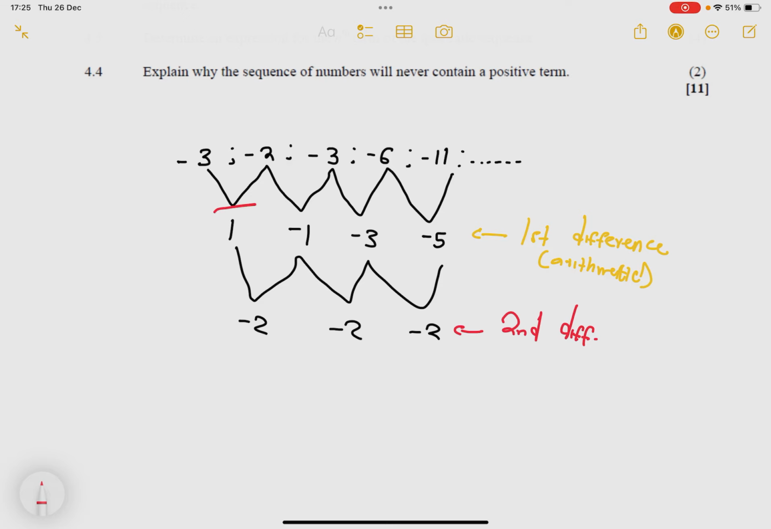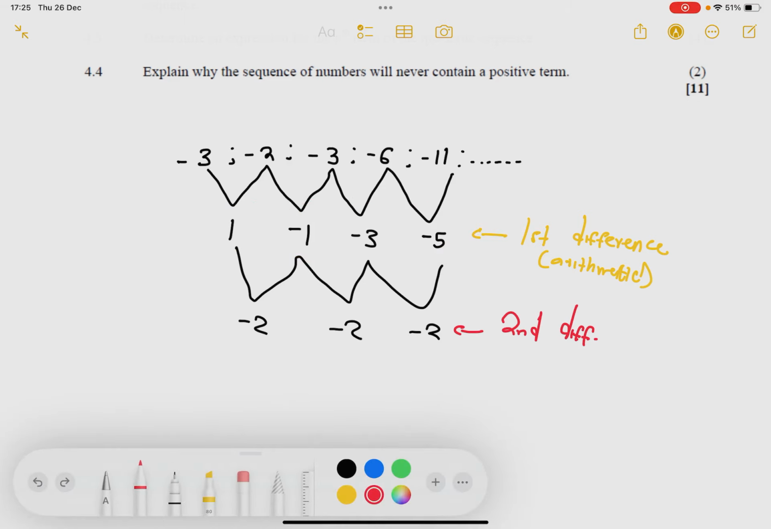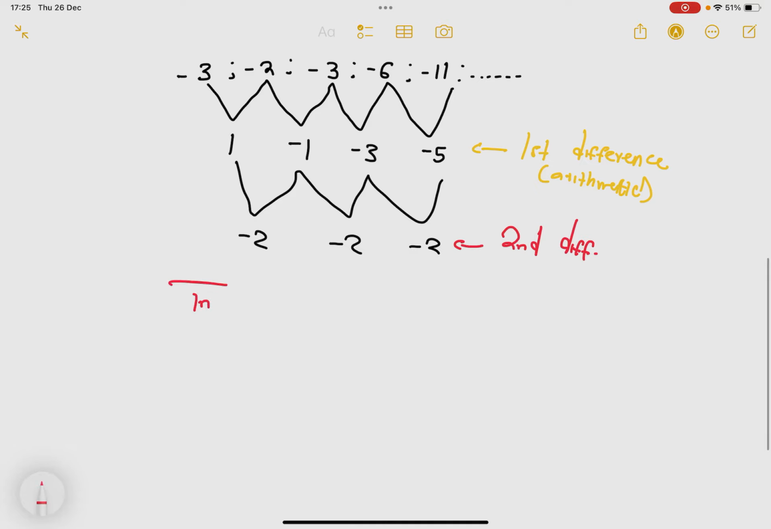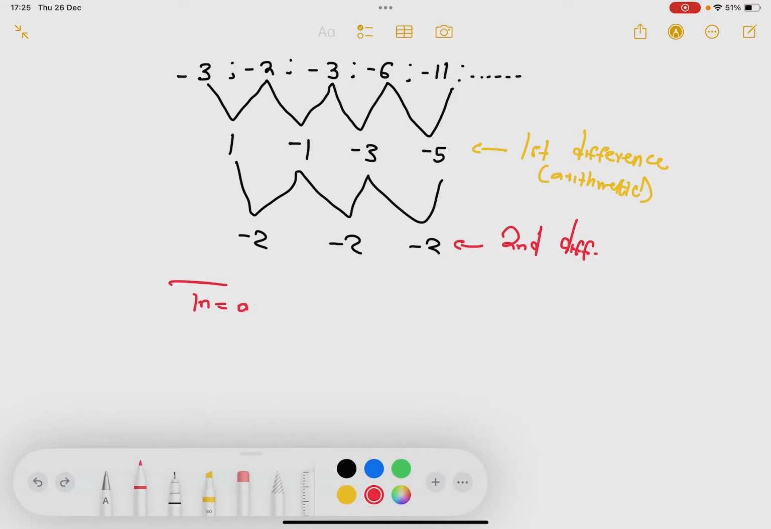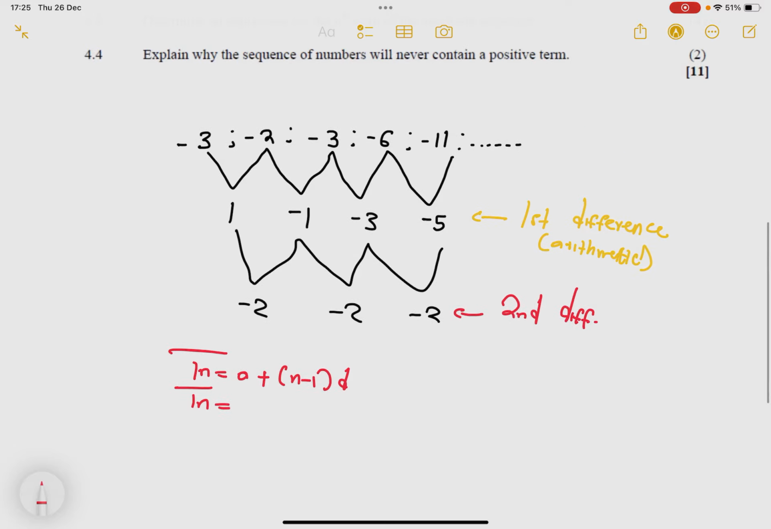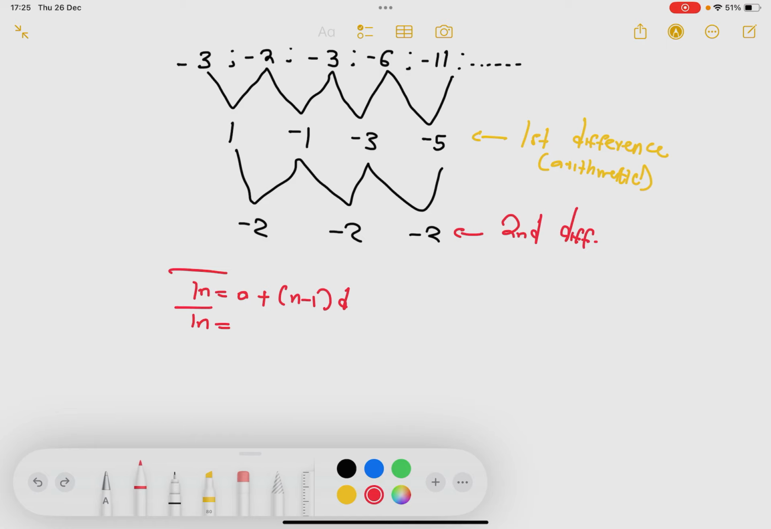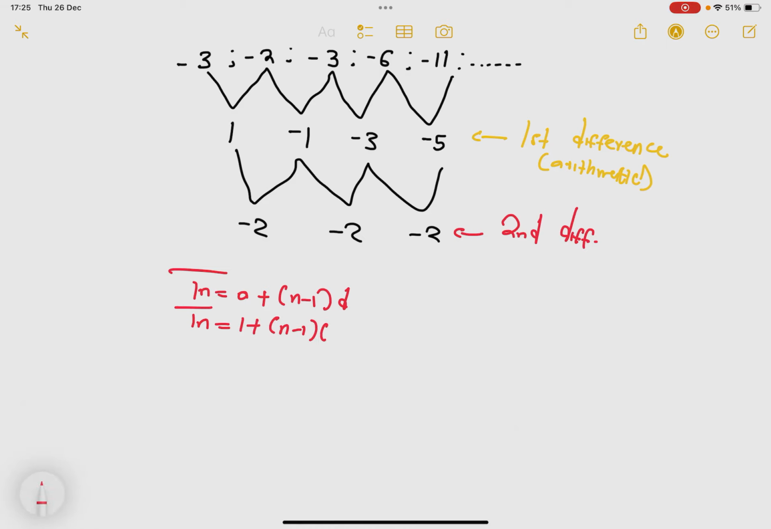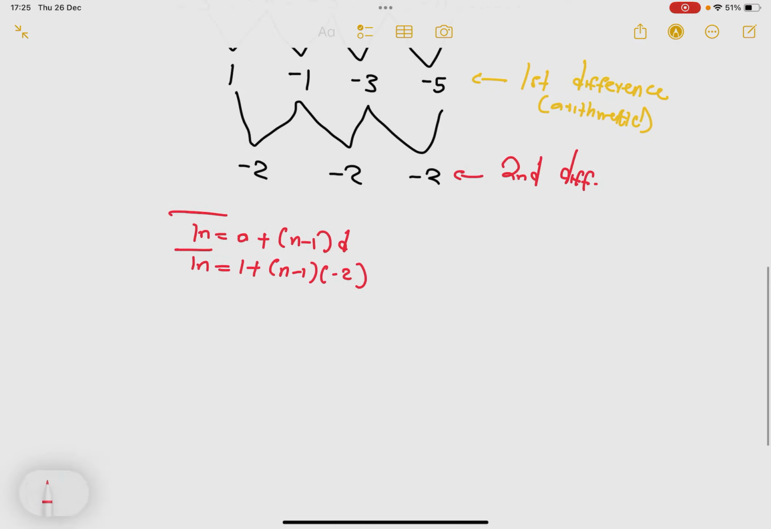So what the question wants us to do is to find the nth term for this expression, right? So how are we going to do that? We all know that Tn is going to be a plus n minus 1 times d. So Tn is going to be the value of a, as you can see, it's 1, right? So I'm just going to write 1 plus n minus 1. And the value of d is simply going to be minus 2, because this is the second difference that we're talking about. So Tn equals 1 plus, multiplying this out, minus 2n, and then multiplying this, plus 2.